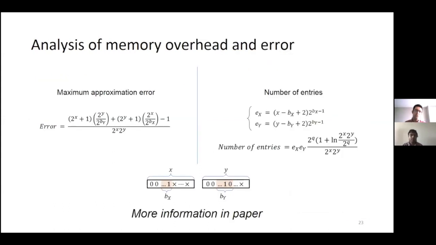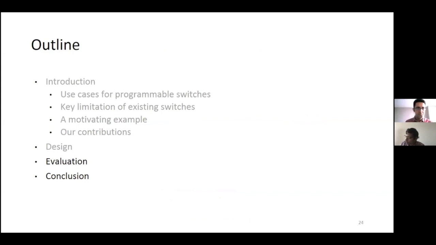Here is some formulation. If someone is interested, we have the formulation to calculate exactly the number of entries required to populate the table. I also have the error, which shows in percent how much the lookup table overestimates your real number. And I have some proofs and examples in the backup slides.